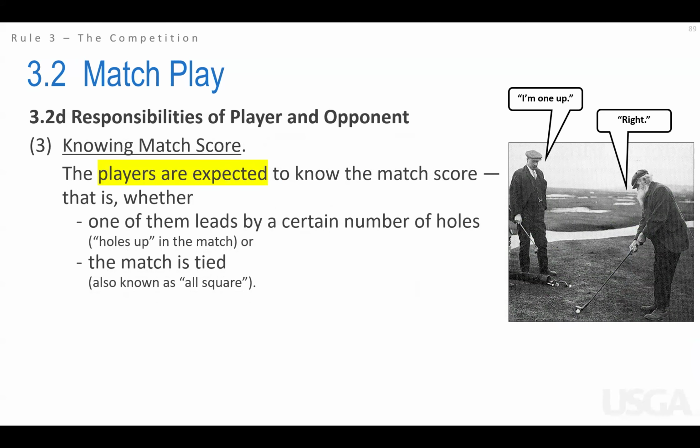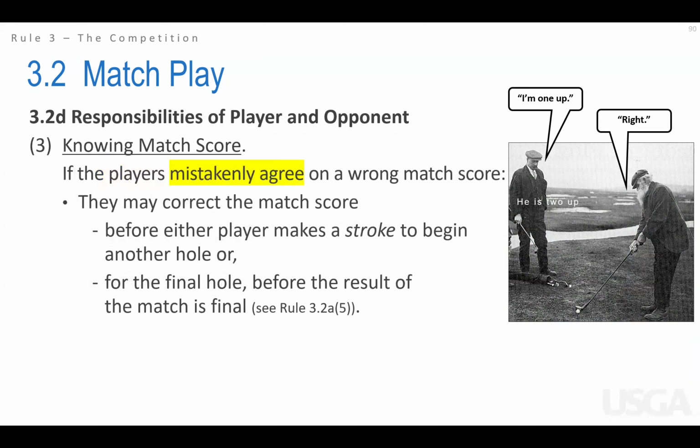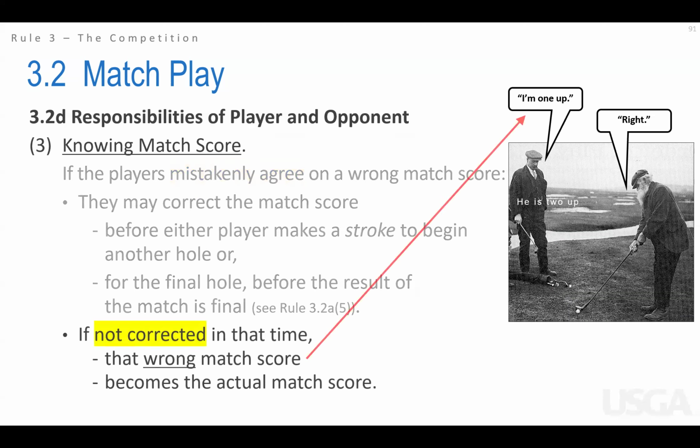We're always expected to know the match score, our status in the match, whether we're up, down, tied, whatever that might be. We're always expected to know the status of the match. If for some reason we mistakenly agree on a wrong match score, the wrong status of the match, we can either correct that before either player makes a stroke to begin another hole, or for the final hole before the result of the match is final. But if we don't correct that mistake and we continue on with the match, that wrong match score then becomes the actual match score, and that's the status of the match going forward.